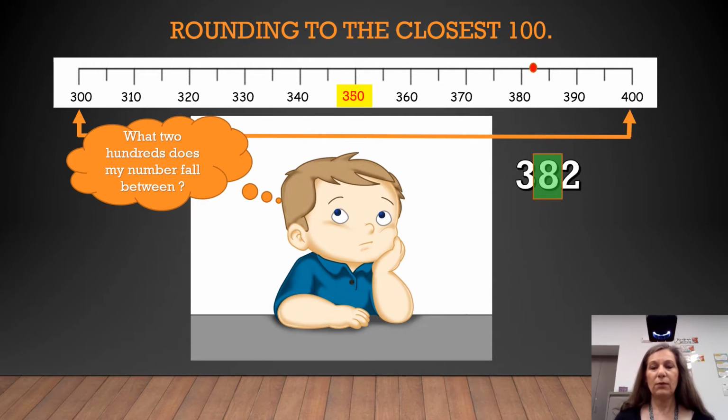Well, if we plot our point on our number line, we can see that that 382 is going to lie just past the 380. So that tells us that we are going to round up to the 400 as opposed to 300.